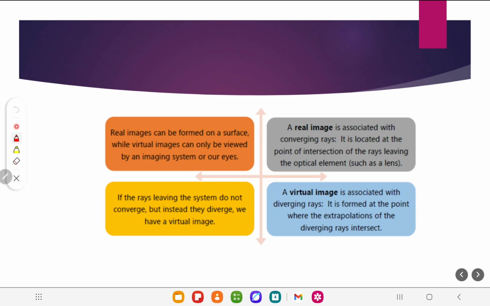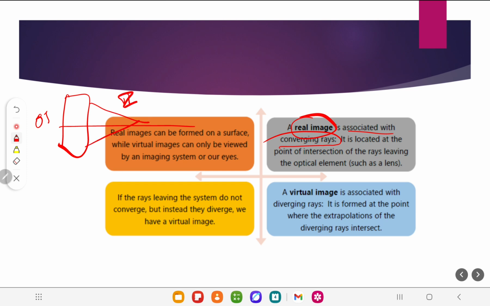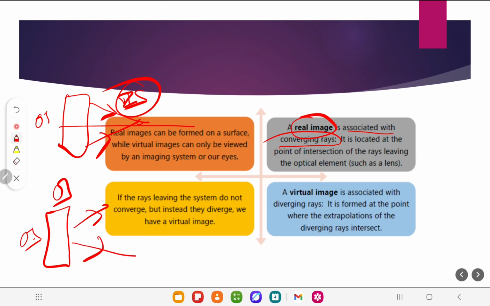Now, real image and virtual image are defined in image space. A real image is associated with converging rays. Suppose this is the optical system and this is object space; if light converges in image space, it's called a real image. At the same time, if light diverges in image space, it's called a virtual image. A virtual image is associated with diverging rays.